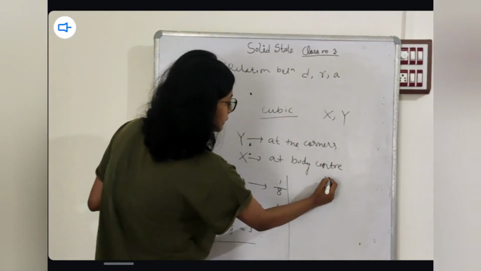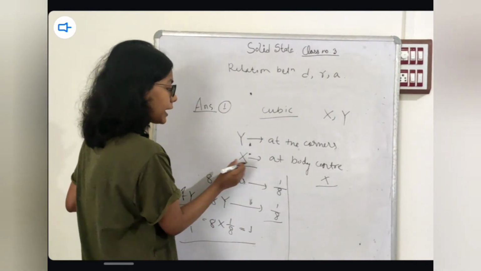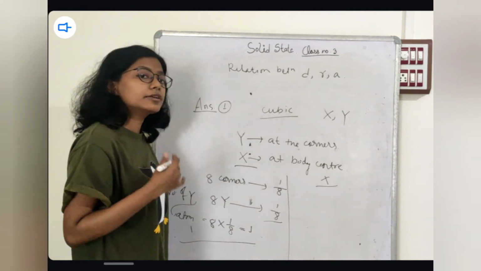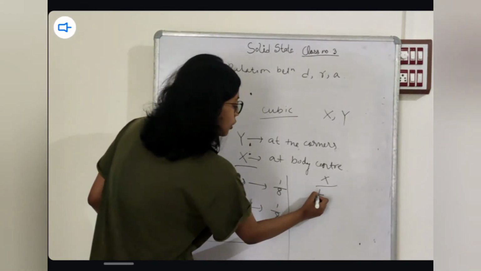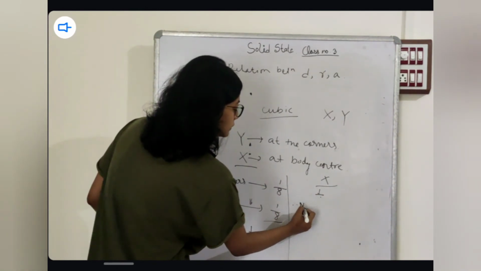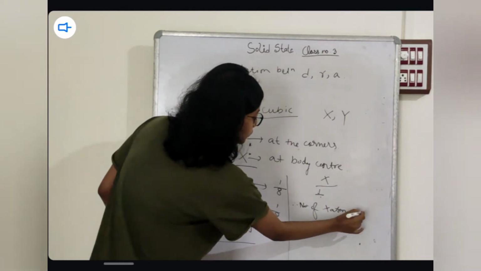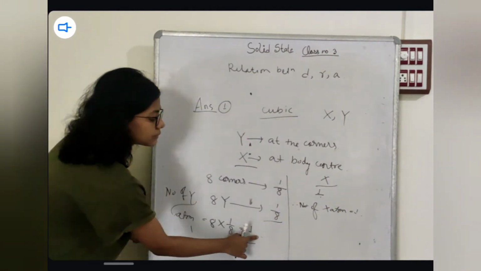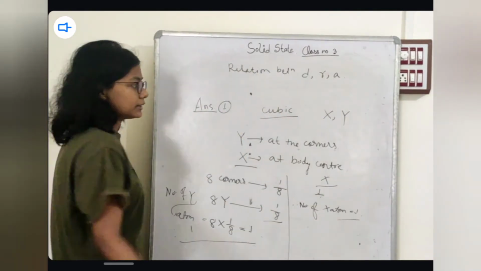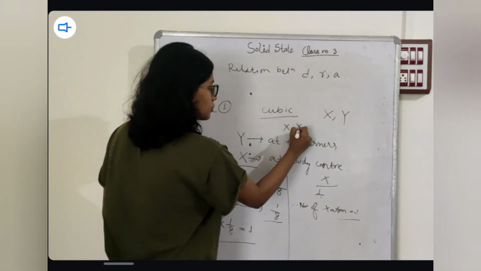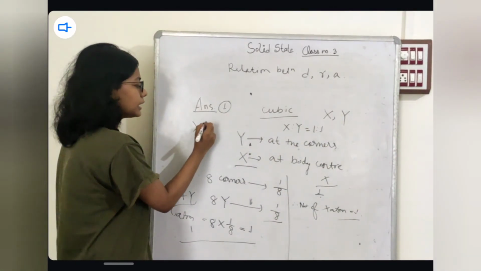Then for X, it is at the body center, and if one atom is present at the body center, then its contribution to the unit cell is 1. So number of X atom is equal to 1. Now number of Y atom is equal to 1, number of X atom is also 1. That is, the ratio of X to Y is 1 to 1. So what will be the formula? Formula will be XY.